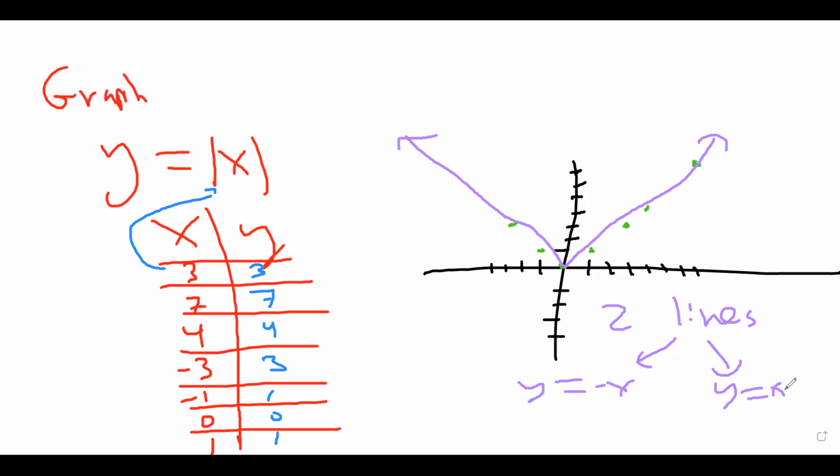However, does this graph ever dip below the x-axis? No, because y can't be negative. Y equals absolute value. Y can't be negative. So this is the absolute value graph. It's just a V shape. It's a very simple graph. Now let me go to the notes.